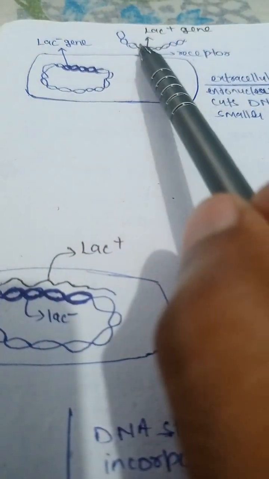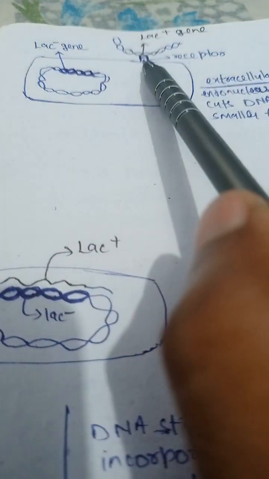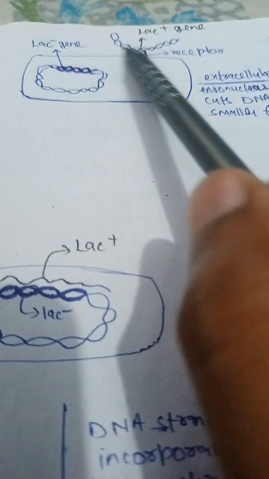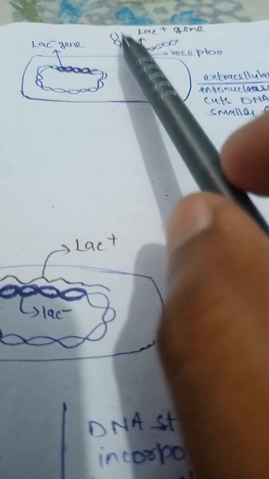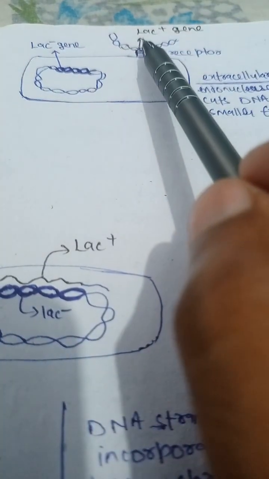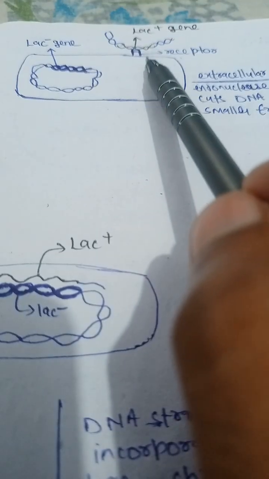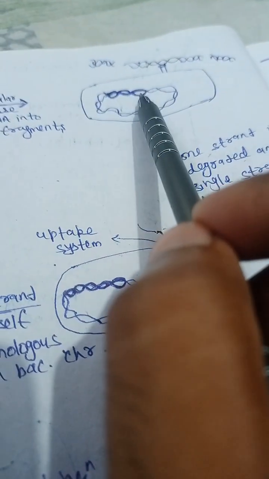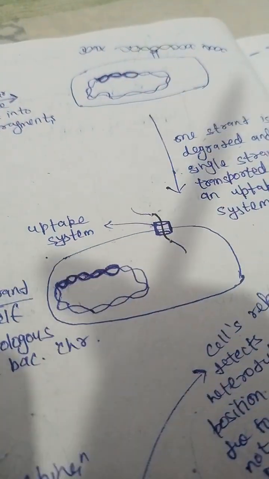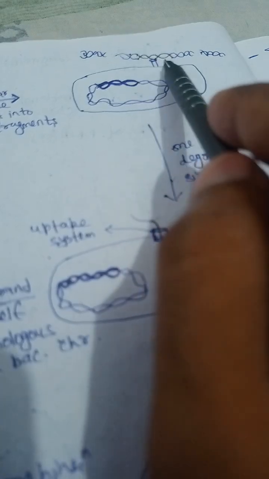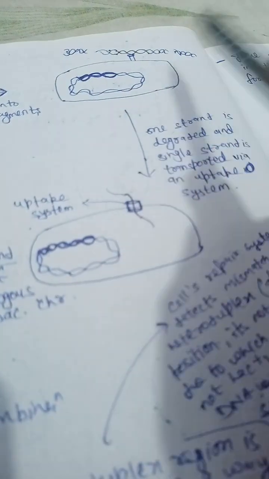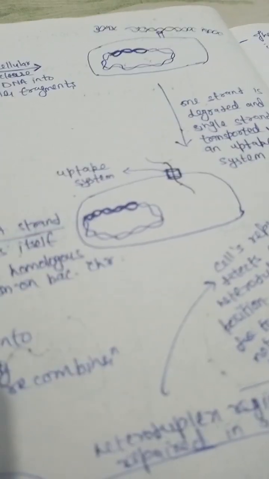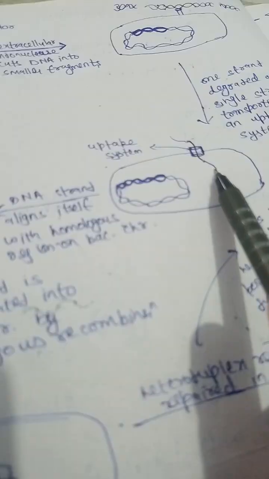Now this part of the DNA will attach to the cell surface with the help of receptors. This DNA is very large and it cannot enter the cell. This whole long DNA cannot enter the cell, so it has to be degraded at some parts, converted into smaller fragments for easy uptake. So there are extracellular endonucleases which cut the DNA into smaller fragments. The extracellular endonuclease cuts the DNA and the fragment attaches to the receptor. We know that a single strand is taken up, so one strand is degraded and the single strand is transported by an uptake system. So this is an uptake system and the single strand is going inside the cell.